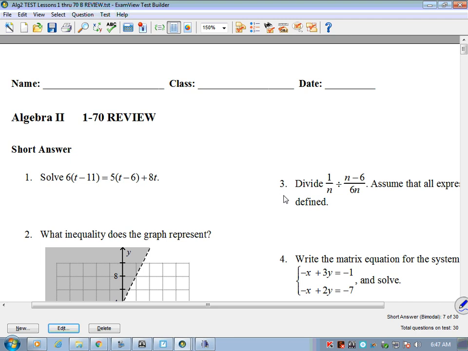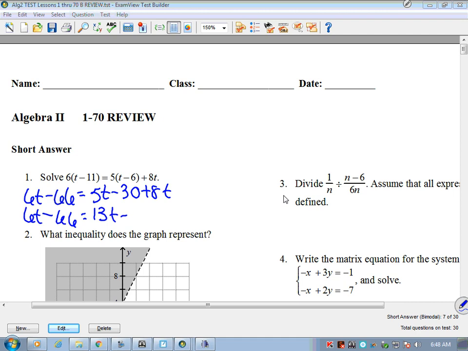Number 1, we're going to start off by simply, if we're trying to solve for t, we're going to distribute everything back. So we're going to distribute our 6 over on our left-hand side, so I get 6t minus 66. Over here we do the same thing with 5, so we get 5t minus 30 plus 8t. Take that right-hand side of the equation and combine like terms, so we got 6t minus 66 equals 13t minus 30 by combining our 5t and our 8t.